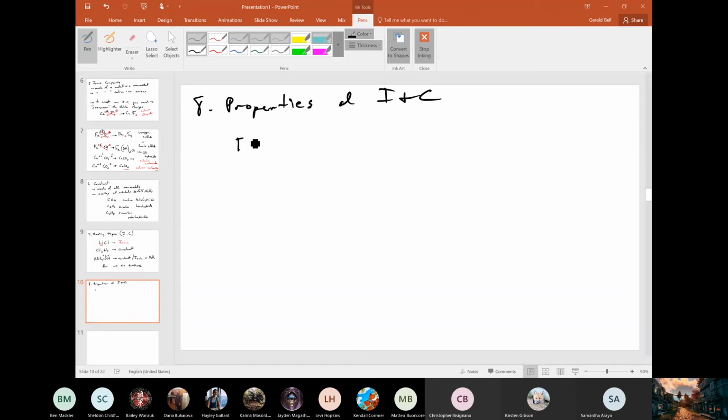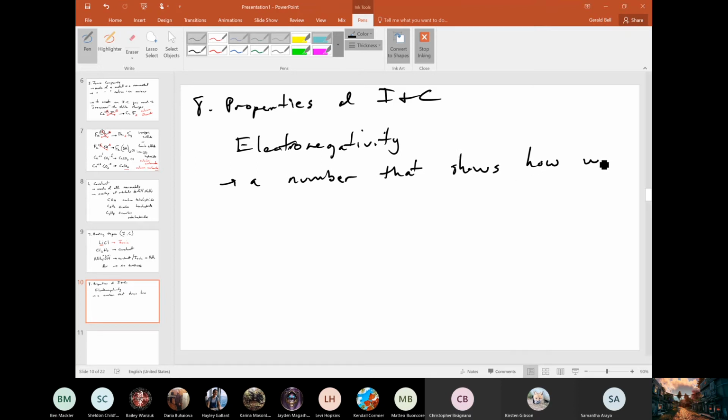We learned about electronegativity at this time. Electronegativity was a number that shows how strongly an atom pulls on the electrons in a bond.